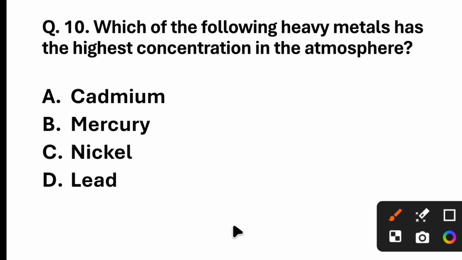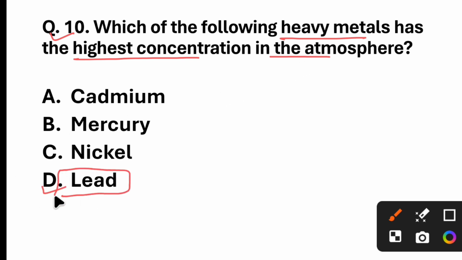Question number 10. Which of the following heavy metals has the highest concentration in the atmosphere? Answer option D. Lead has the highest concentration in the atmosphere.